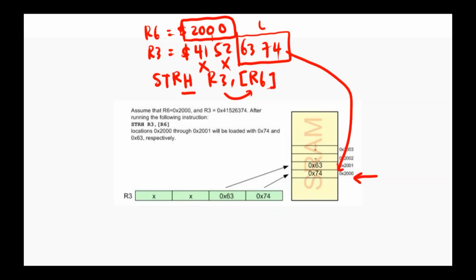So this instruction STRH will tell the CPU to store the lower 16-bit content of the source register to an address location pointed by your RD register.